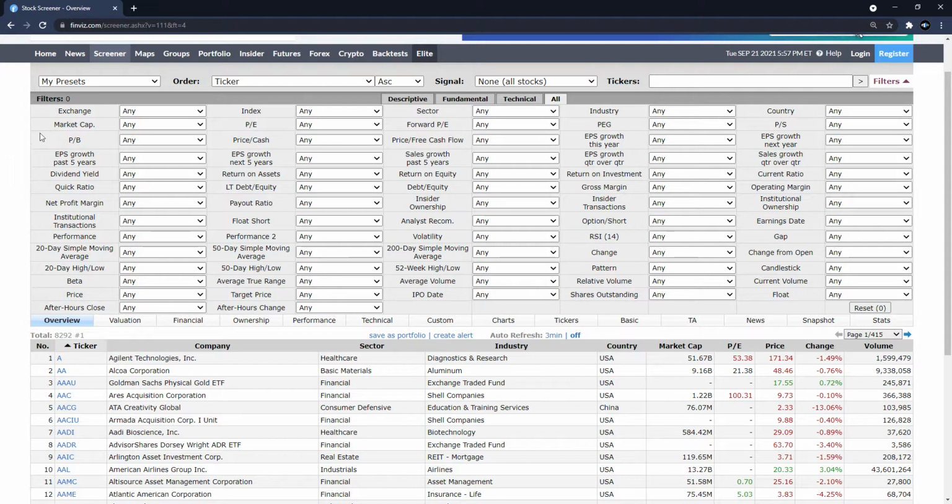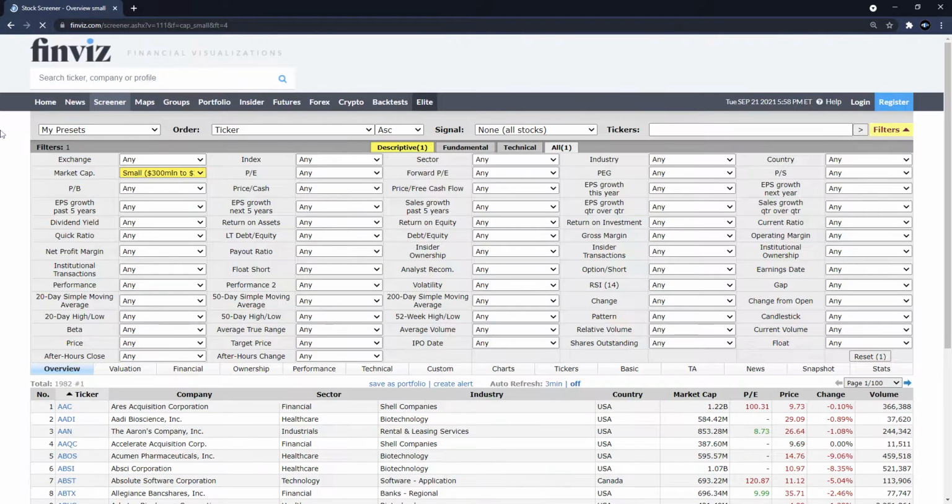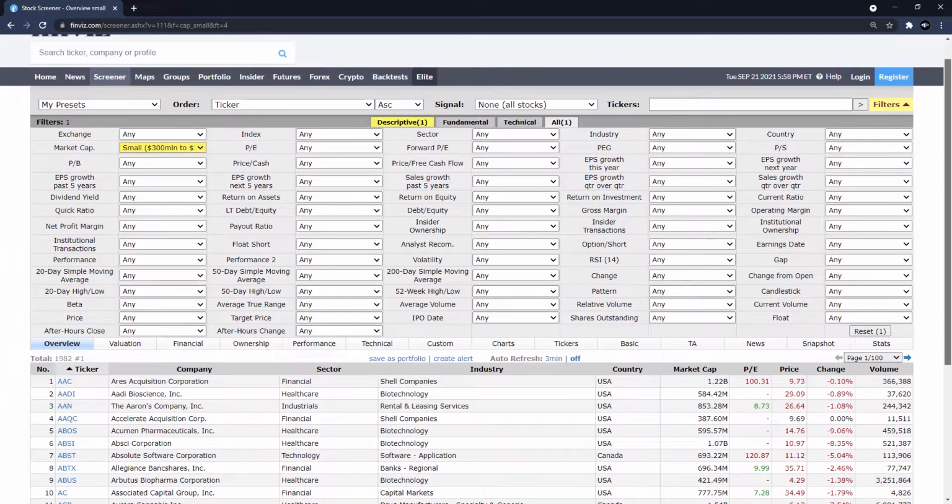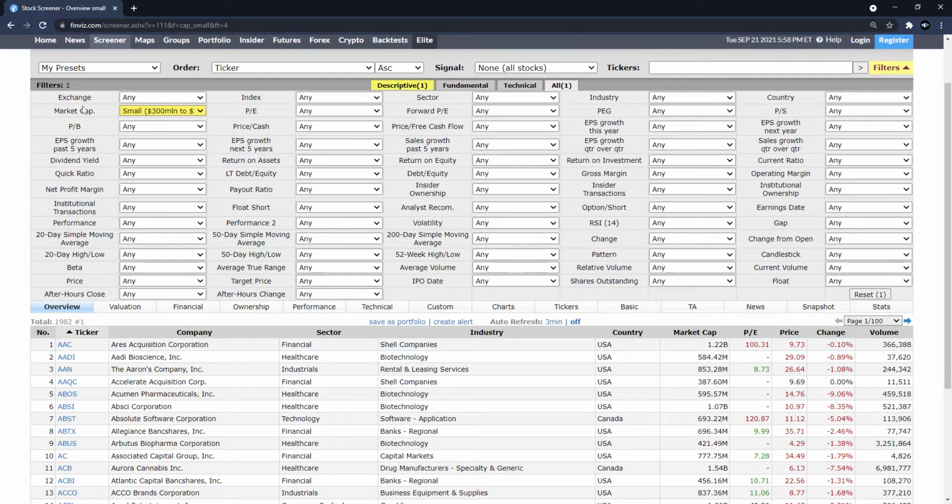So, first of all, we are going to go on market cap, or market capitalization. What are we going to be looking for? That will be the small sector, from 300 million to 2 billion market capitalization. What does market capitalization mean? Just keep in mind that through everything I do, I will be explaining what I am filling in, not just showing you what to fill in. Market capitalization equals the total dollar market value of all of a company's outstanding shares.